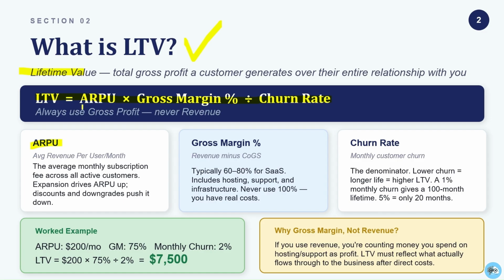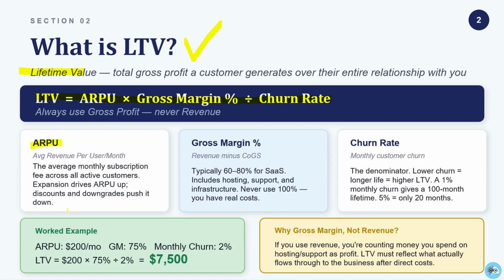So what is happening here? We are trying to figure out from the revenue what is our gross margin percentage. Here we are multiplying our average revenue per user (ARPU) by gross margin percentage so that we get how much actual profit we are making. That is our gross profit. And then we are dividing it by churn rate to get to our lifetime value.